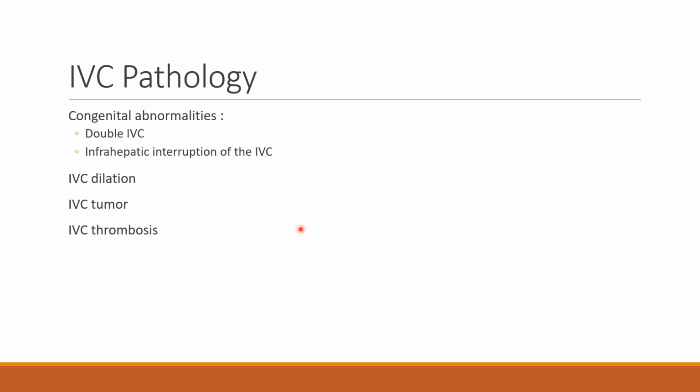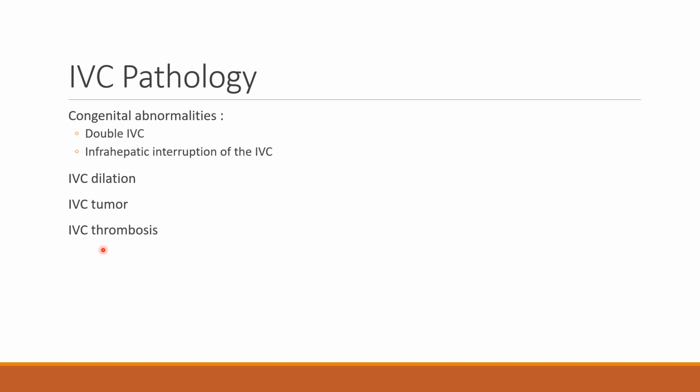Just like you can have dilation of the aorta, you can also have dilation of the IVC. The most common problem you're going to see is IVC tumor, and the tumor can be from different things, but oftentimes we're going to see it coming from renal carcinoma. That's the most common reason to have tumor in the IVC, is it's growing from the kidneys in the presence of renal carcinoma.